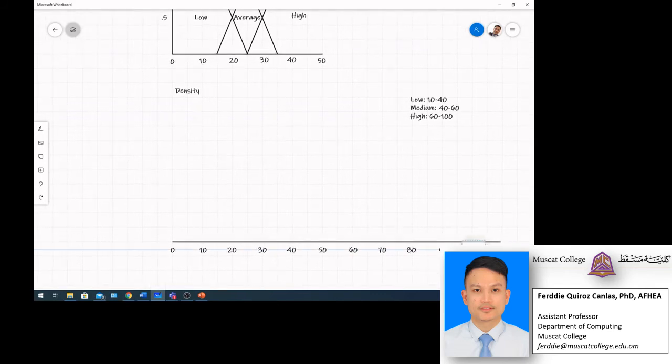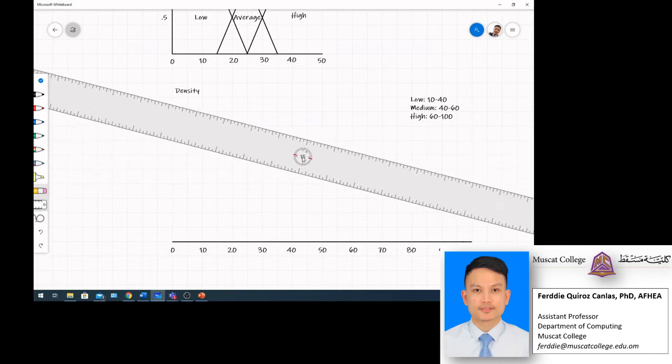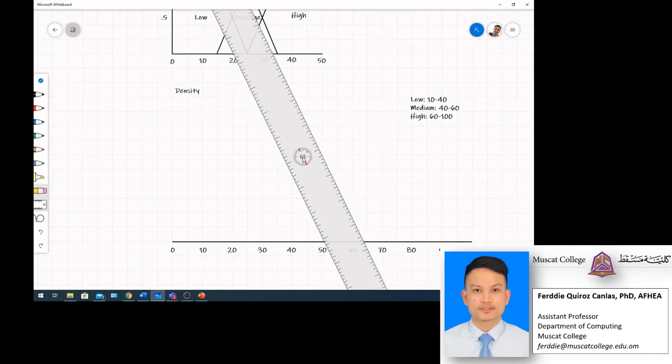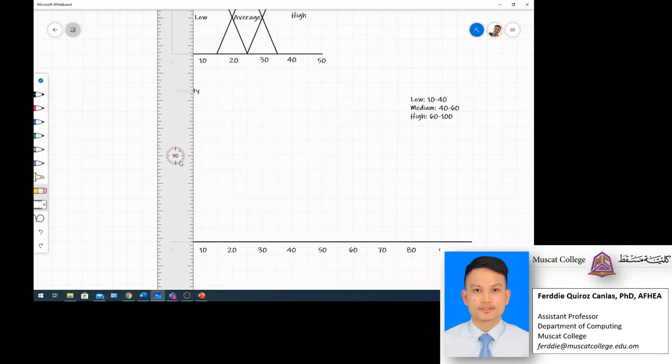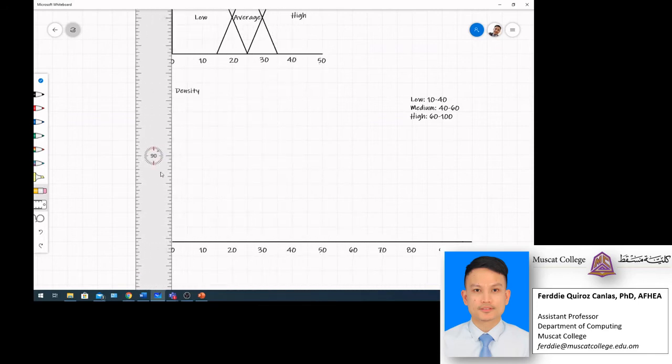Okay, now let me delete the extra line here. Okay. So again, we have to count 1, 2, 3, 4, 5. So this is the line. We have to rotate this in this way to 90 degrees. Okay. So 1, 2, 3, 4, 5.